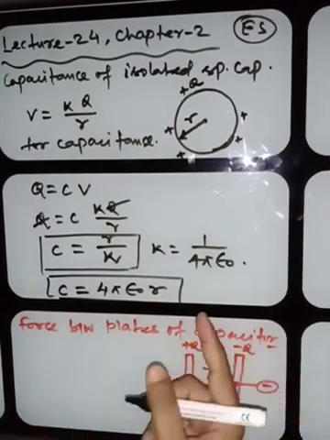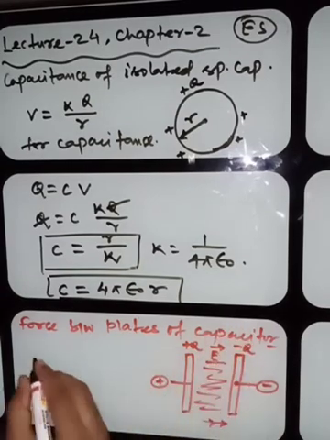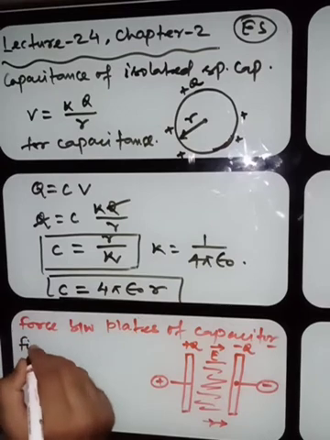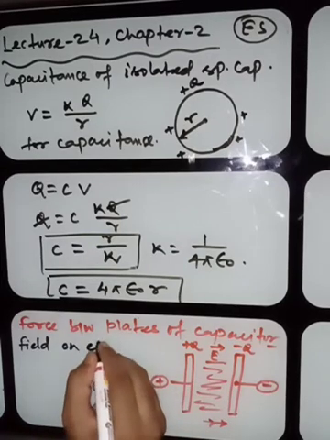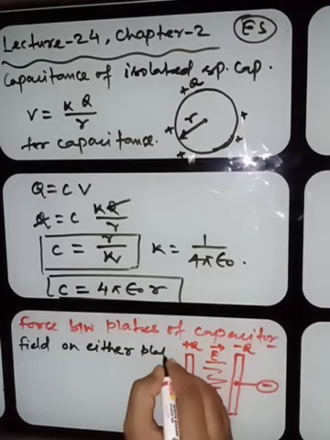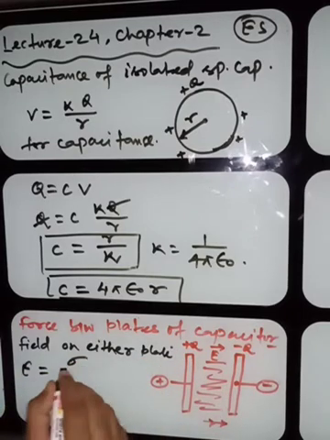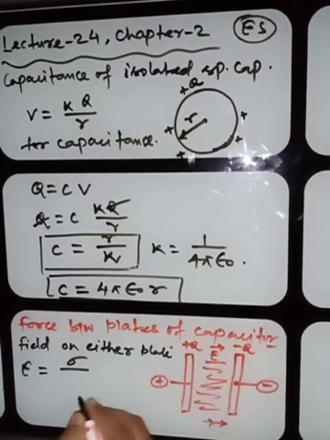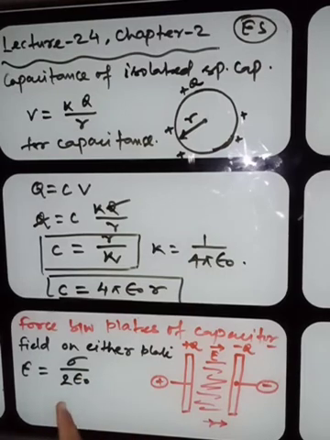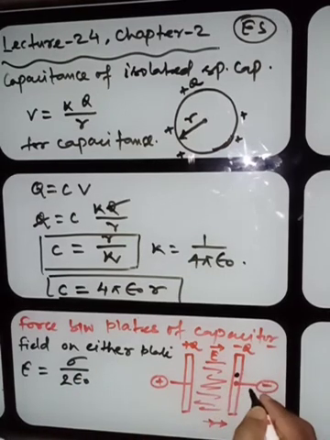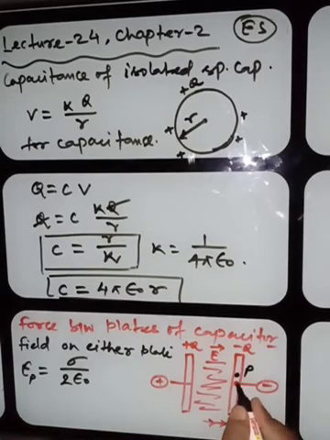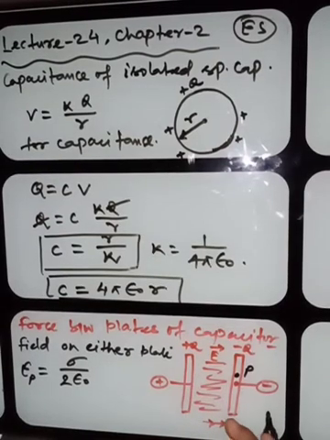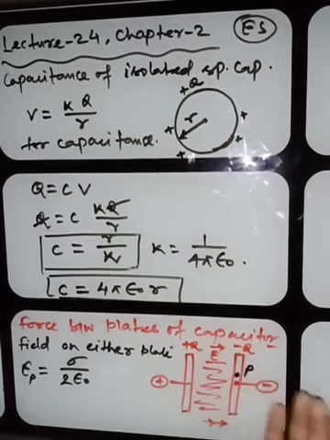The field developed on either plate can be written as E equals what will the answer? Sigma by epsilon naught or 2 epsilon naught? Yes, sigma by 2 epsilon naught. Suppose we are finding the field at this point P. The charge placed over here will experience a force, and the total force on it will be the force between the plates.